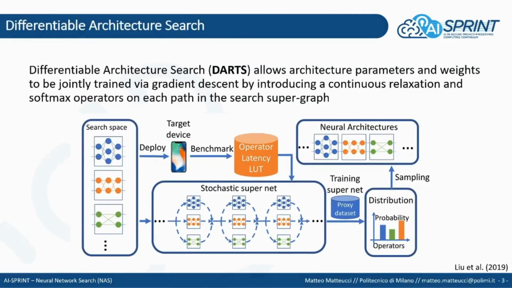One of the first examples that proposed this idea was called DARTS. DARTS stands for Differentiable Architecture Search. It allows training the architecture parameters and the weights at the same time by gradient descent. To do that, it introduces a continuous relaxation and a softmax operator on each possible path of the supergraph.